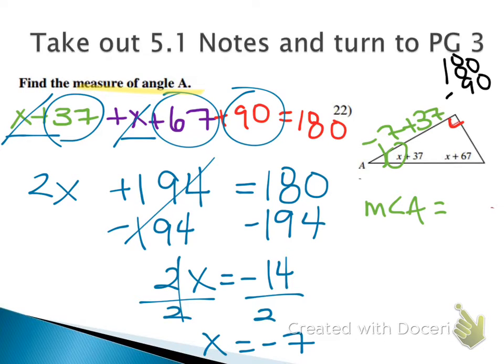What is negative 7 plus 37? 30. What is a good way to check that I'm correct? Well, you plug it in here and then add them up. Yeah. What's negative 7 plus 67? 60. And then plus 30 is 90. And plus 90 is 180. So that's just a review of yesterday.